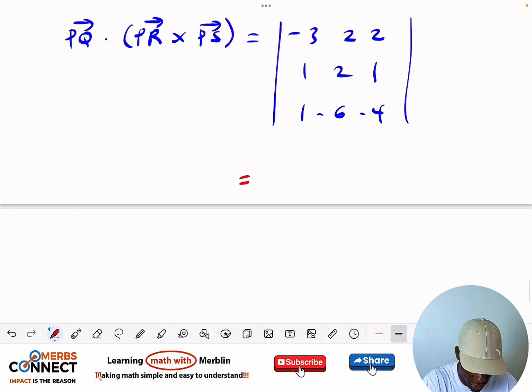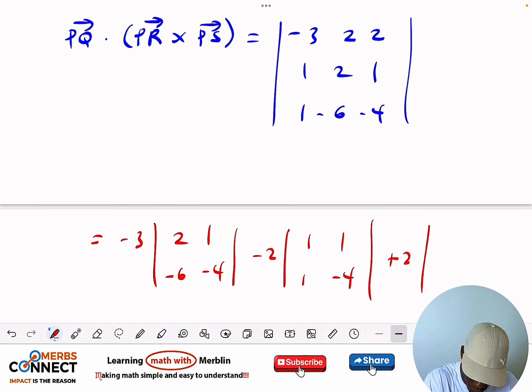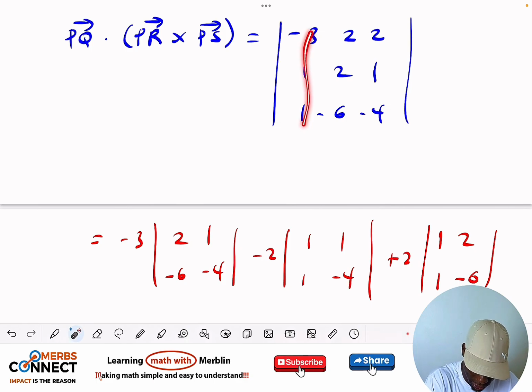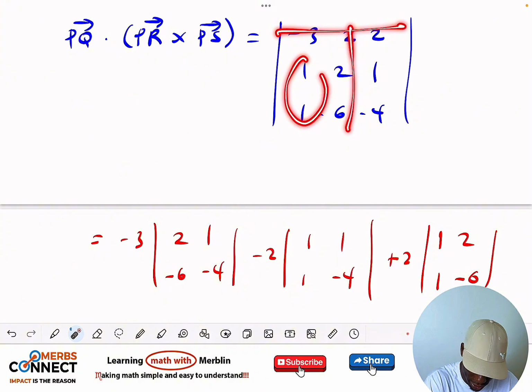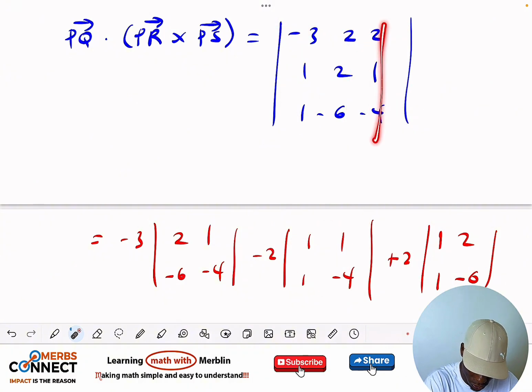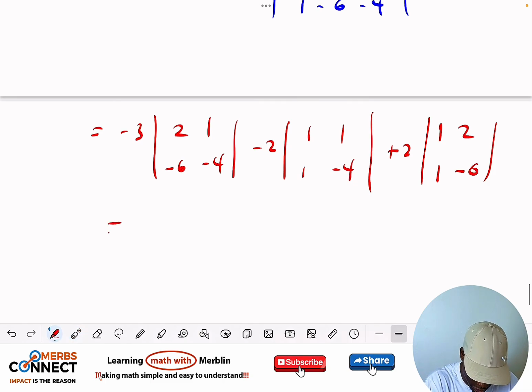So now let's try and then figure it out. Let me just bring this one here. Minus 3 will be left with 2, 1 minus 6 minus 4. Minus 2 will be left with 1, 1, 1 minus 4. And 2 plus 2 will be left with 1, 2, 1 minus 6. Cancel this one out, it will be left with this here. Cancel this one out, it will be left with this and this here. And cancel this one out, it will be left with this here. So let's figure out if it is 0.